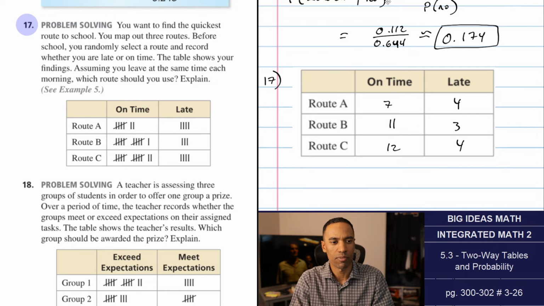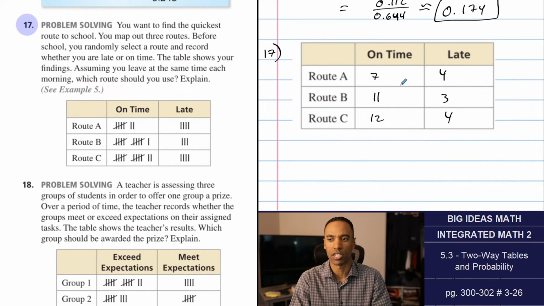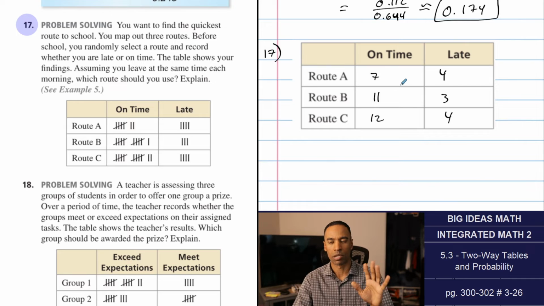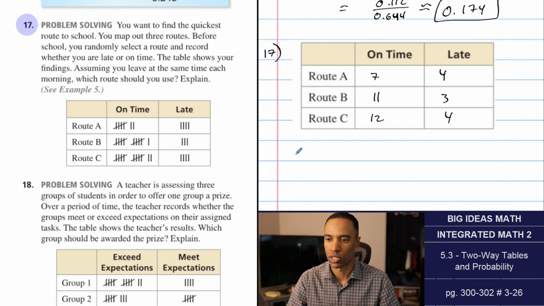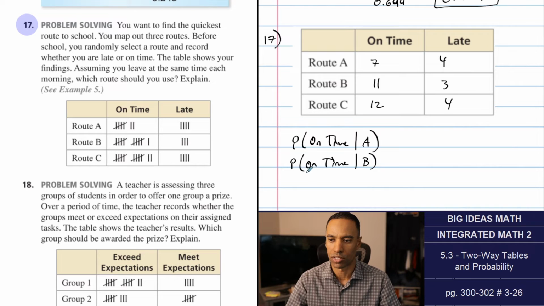Assuming you leave at the same time each morning, which route should you choose? You don't necessarily just want to choose the one that has the most times that you were on time. You need to compare them to everything else. So routes A, B, and C have conditional comparisons here. Probability of on time given that you used route A, on time given route B, and on time given route C. Those are the questions.